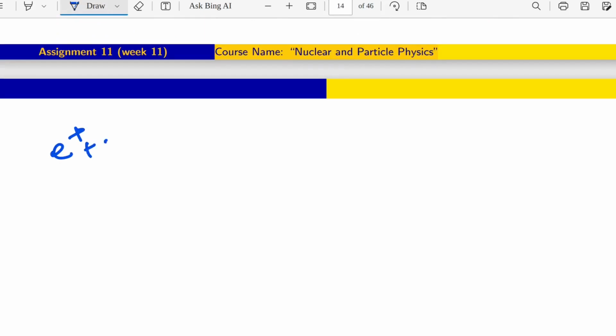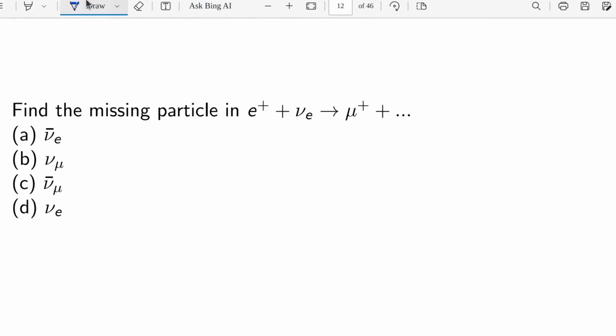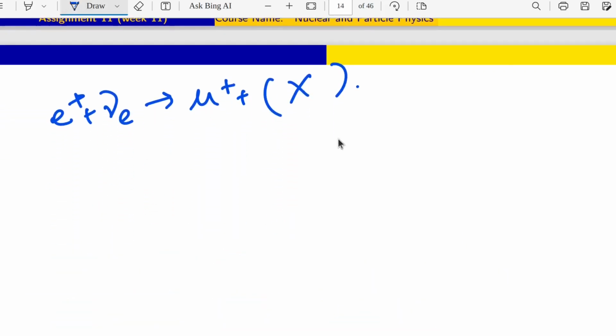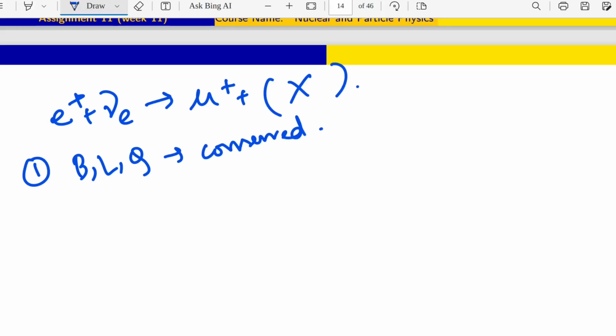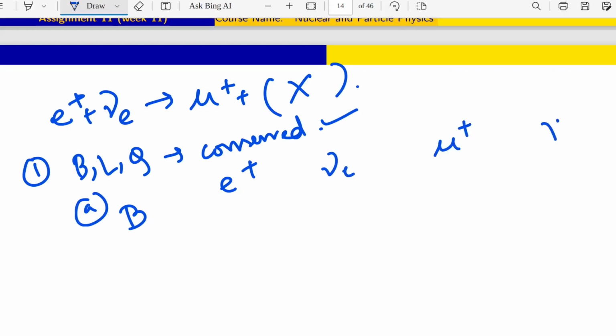Now come to the equation first. What was the equation? It was like this, e+ + νe going to μ+ plus something. Let's say it is x. So now what will be the value of x? First of all, what is the first condition? B, L, and Q should be conserved. Let me tell you the conclusion from this criteria. First of all, we will talk about baryon number for e+, νe, μ+, and x. The baryon number for e+ is 0, νe is also 0, and μ+ is also 0. So obviously x should not be a baryon, because our delta B should be 0. Okay, the first condition is done.